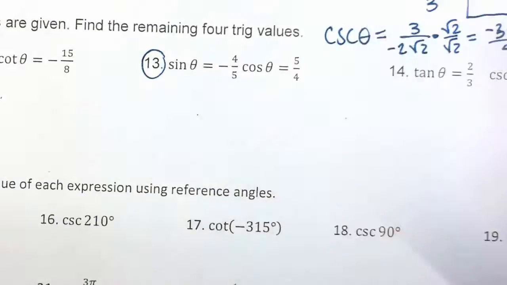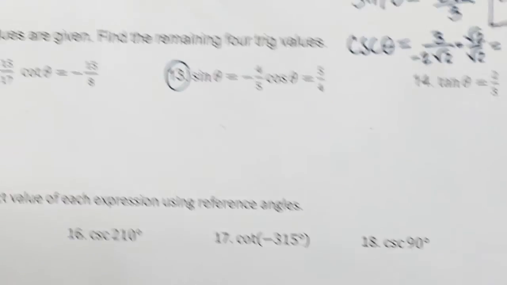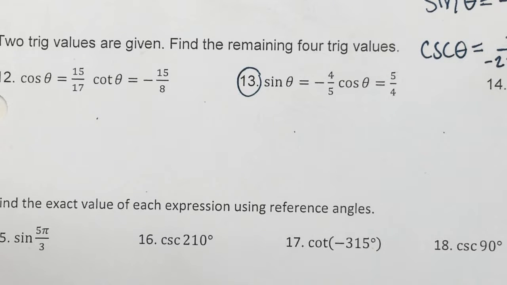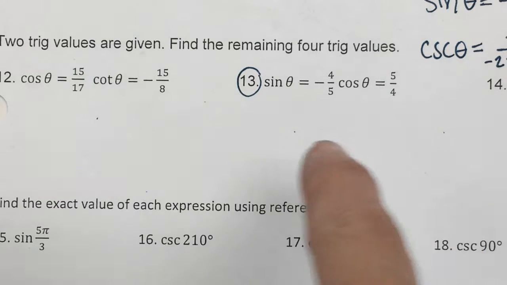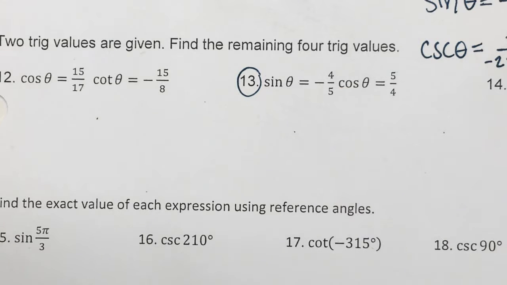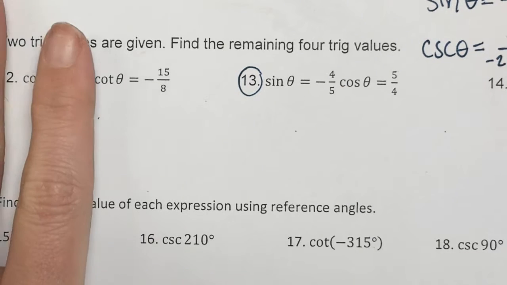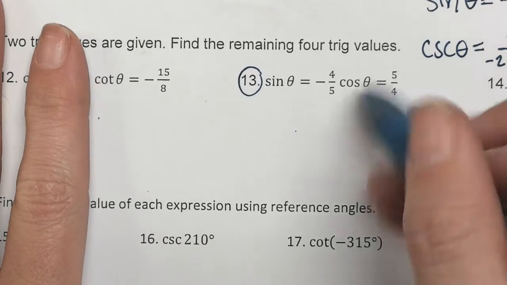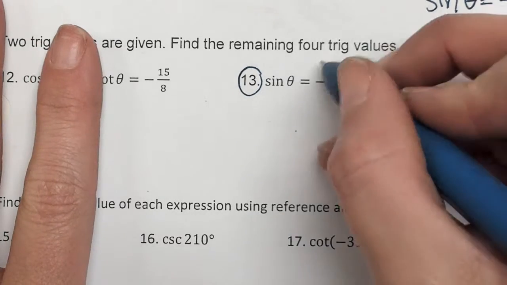Alright. 2 trig values are given. Find the remaining 4. So we're getting smaller. We just had to find 5. Now we have to find 4. They give us sine and cosine. First thing I want you to notice is that sine is negative, cosine is positive. So what quad are we in? 3. No. Where is cosine positive but sine negative? 4. Quad 4. Good.